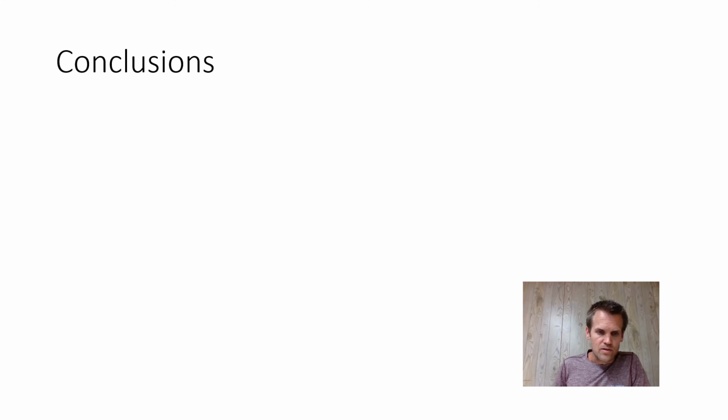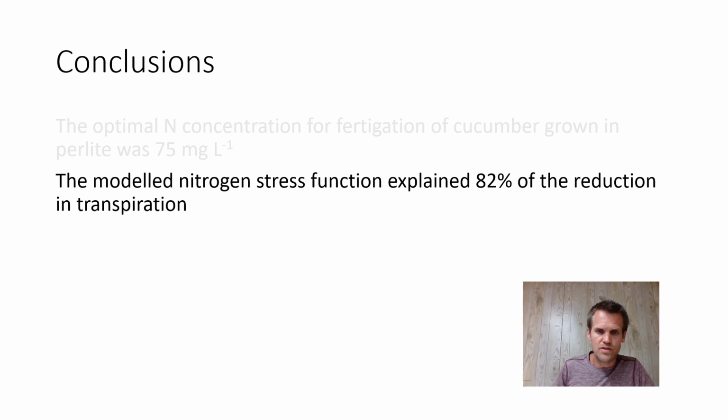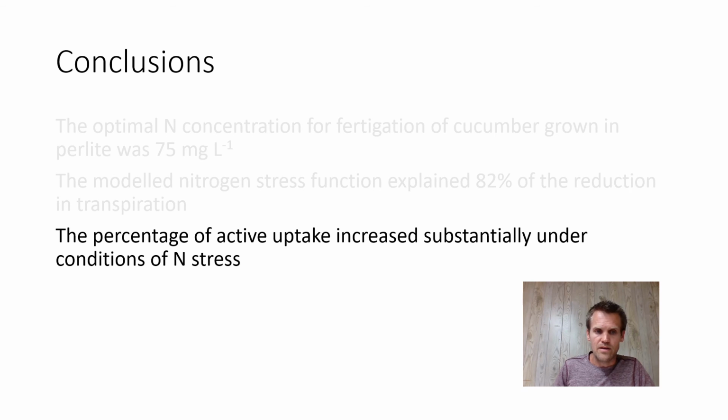And so finally, to conclude, the optimal nitrogen concentration for fertigation of cucumbers grown in perlite under the conditions described in this experiment was 75 milligrams per liter. And the modeled nitrogen stress function explained 82% of the reduction in transpiration that we saw. And finally, the percentage of active uptake increased substantially under conditions of nitrogen stress.